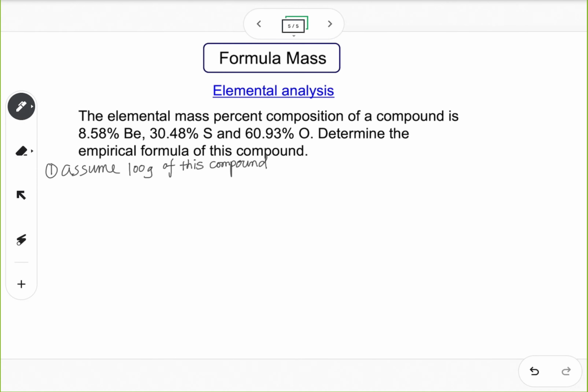Okay, now this is a very good starting point, because if you have 100 grams of this compound, then the mass of each element can be calculated based on their mass percent composition. For instance, okay, let's calculate the second step. Calculate the mass of each element.